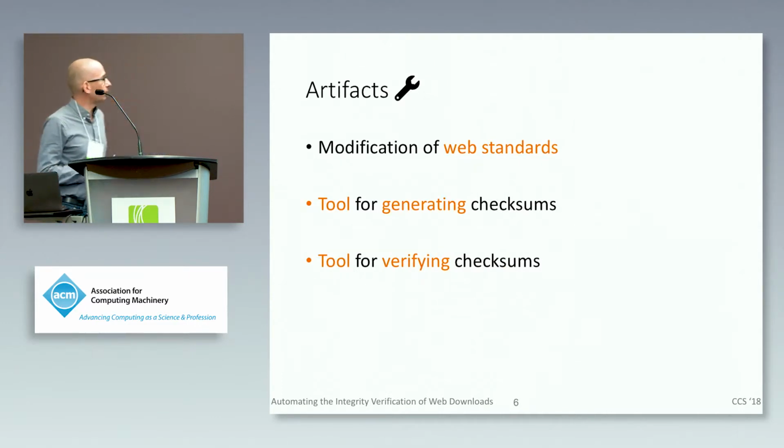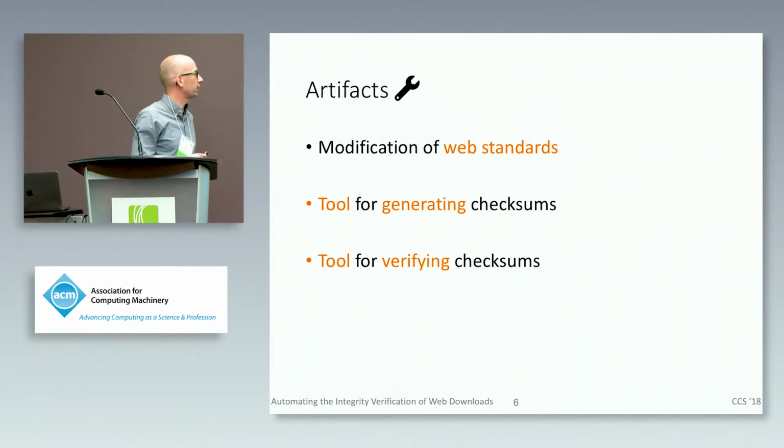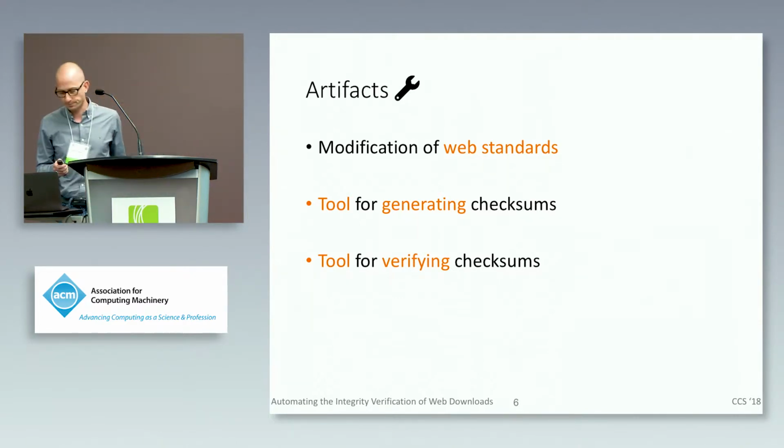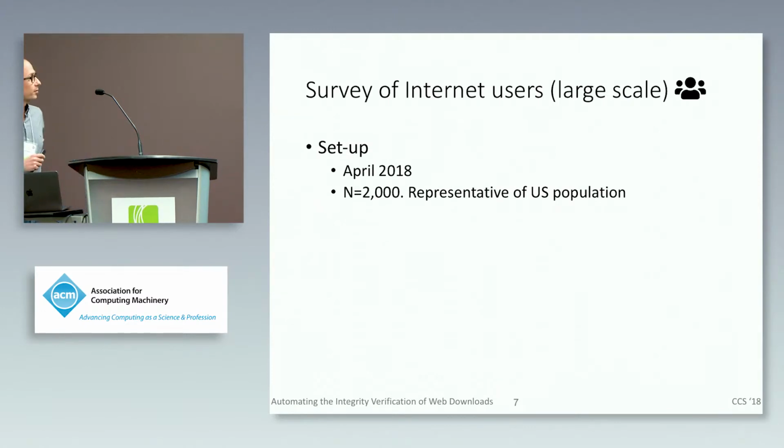All right, in this work, we also produced a number of artifacts. Essentially, we proposed modifications to web standards. I will describe this in more detail later. And we created tools to generate and verify checksums in an automated fashion. So to answer those research questions, we used a number of instruments.